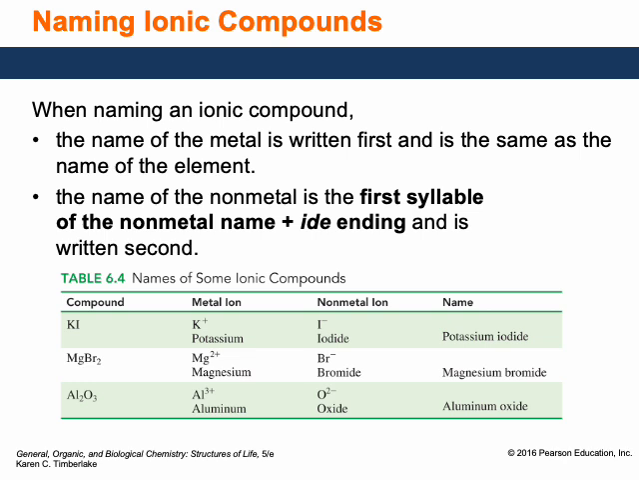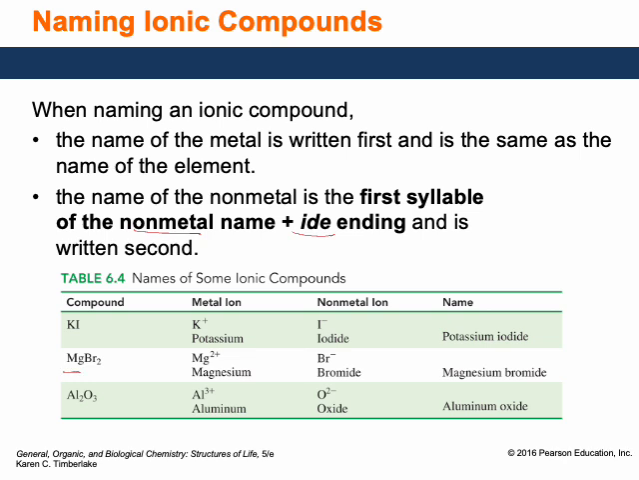So if we were to name this, it is a type 1 metal, meaning we can predict its charge. Iodine is always I minus. What is the name of the metal? The metal is named potassium, and the nonmetal is named as the first syllable of the nonmetal followed by -ide. So it would be iodide. So the name would be potassium iodide.